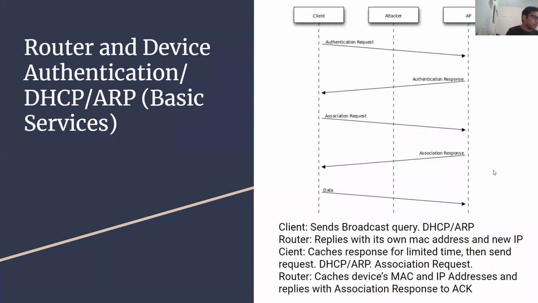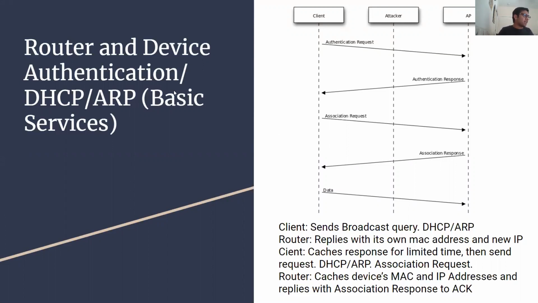I want to introduce router and device authentication and other basic services which are executed, known as DHCP and ARP. DHCP stands for Dynamic Host Configuration Protocol. This is basically where you get your IP addresses. ARP stands for Address Resolution Protocol. Basically, it maps these IP addresses to a MAC address.